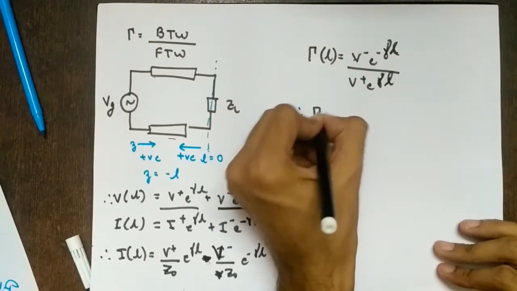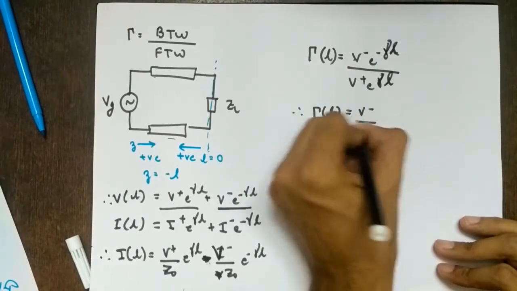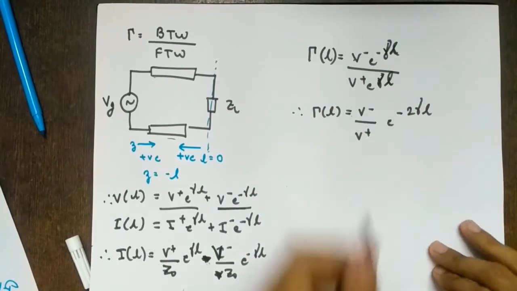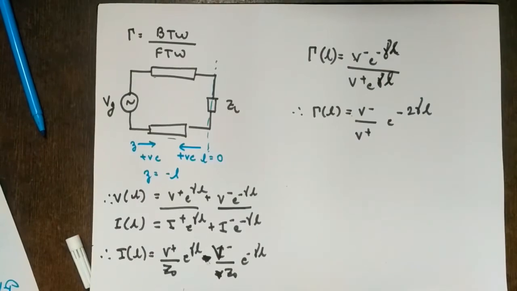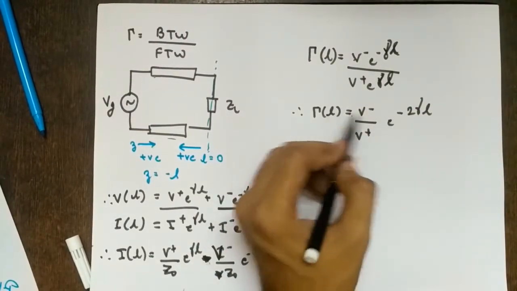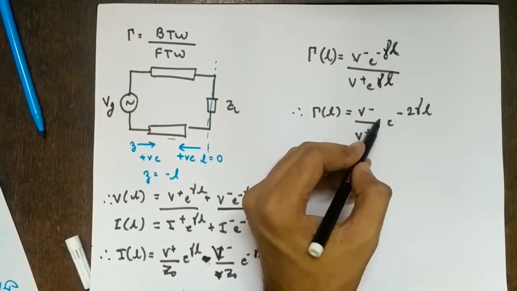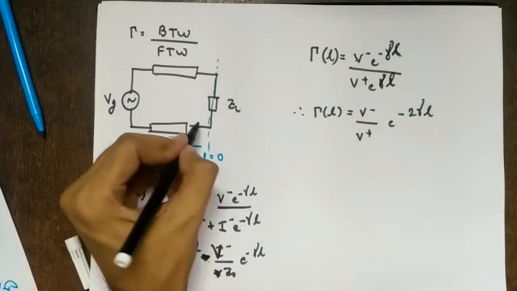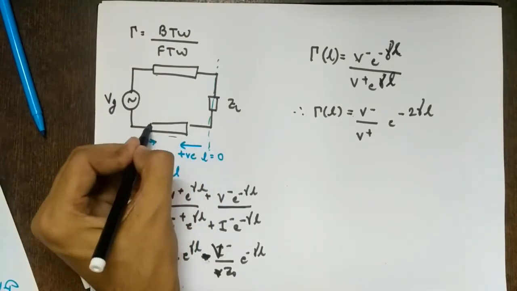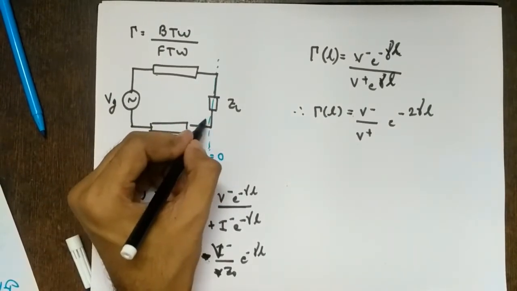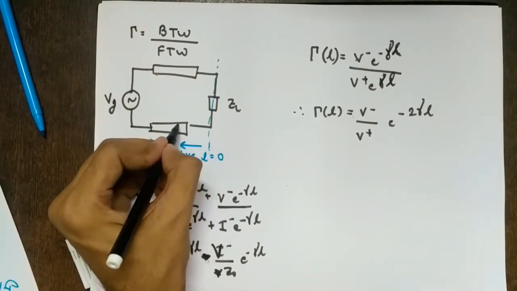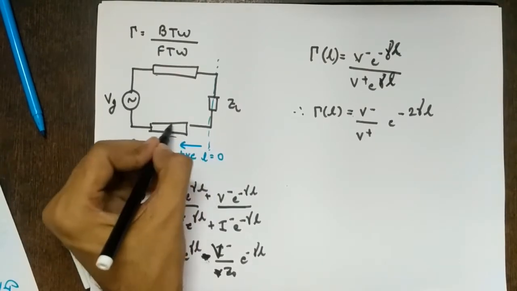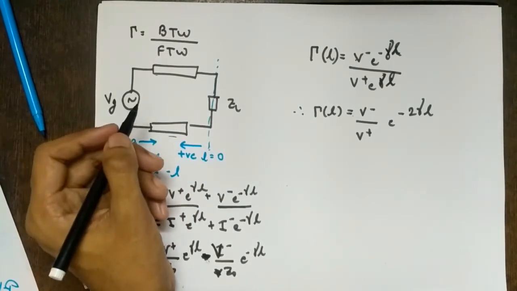So if you simplify this, gamma of L equals V minus by V plus e raised to minus 2 gamma L. So what do you understand from this equation? Again, as I usually say, don't see them as mere mathematics, see them as concepts. The concept here is that gamma is dependent on L. So as you travel along this line from right to left, if there is reflection, it will change at each and every point of the line, as the length changes.